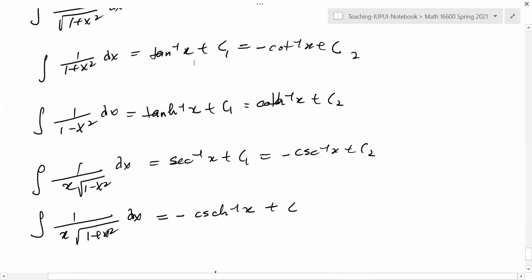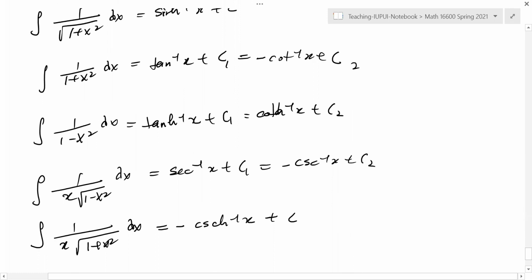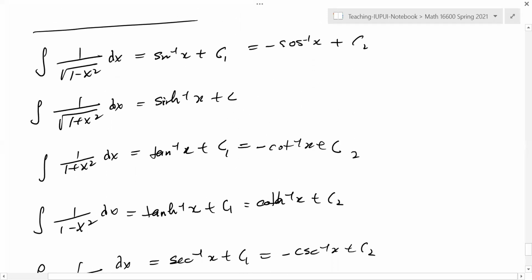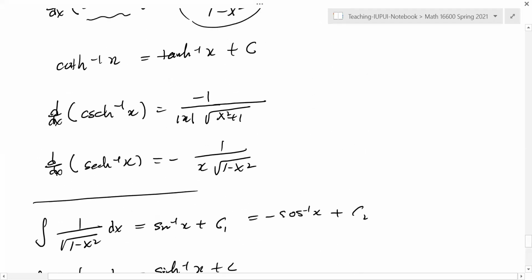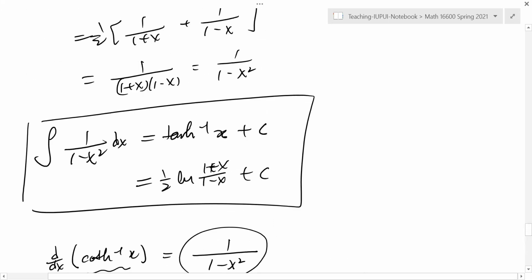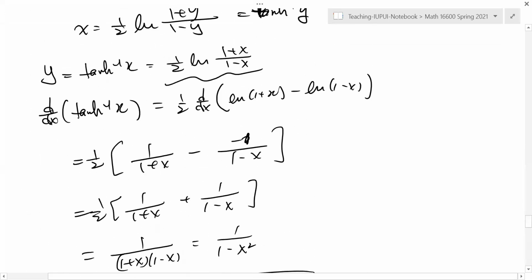Now you can use those formulas. After you simplify the function, you may end up with one of these functions inside the integral. Then you just use the formulas given in the textbook. But I already showed you how we get those formulas. How do we find the derivatives? We did some examples.